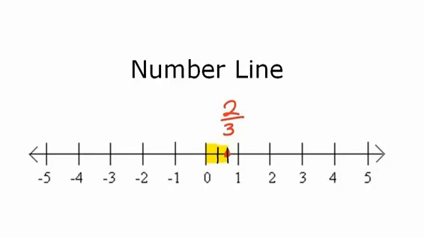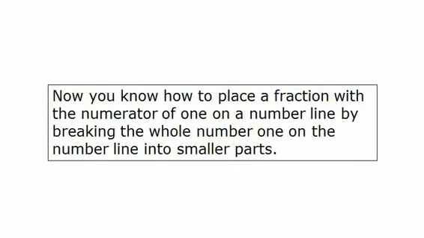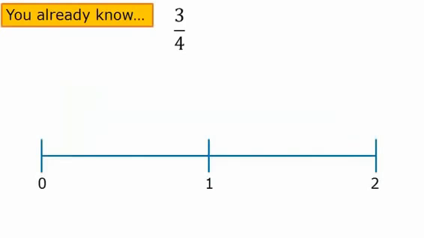Now you know how to place a fraction with numerators other than 1 on a number line by breaking the whole number 1 on the number line into smaller parts. You already know that fractions have specific locations on the number line, and that you can find those locations by splitting the space between 0 and 1 into the number of equal-sized pieces it takes to make one whole.